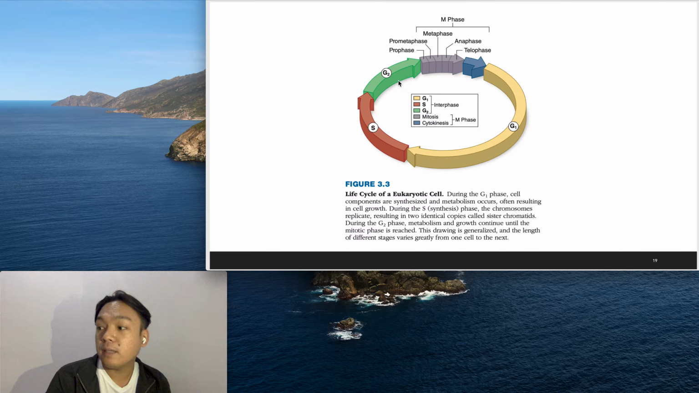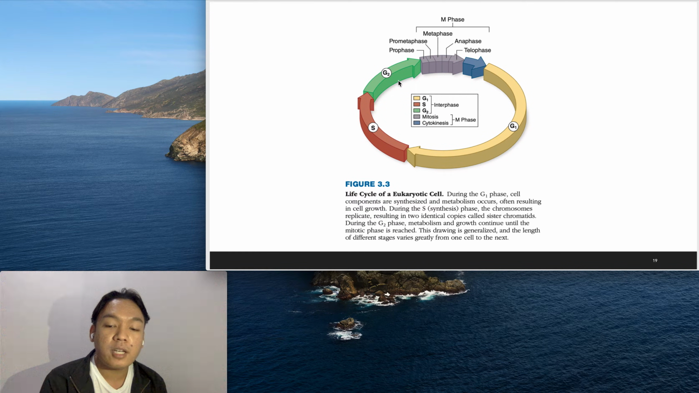Okay, 70% to 80% of the entire cell cycle will be allotted for the interphase. So what happens during the S phase, G1 and G2 phase, is that the cells are fully examined. They are examined to see if they are capable of multiplying or dividing in the M phase.